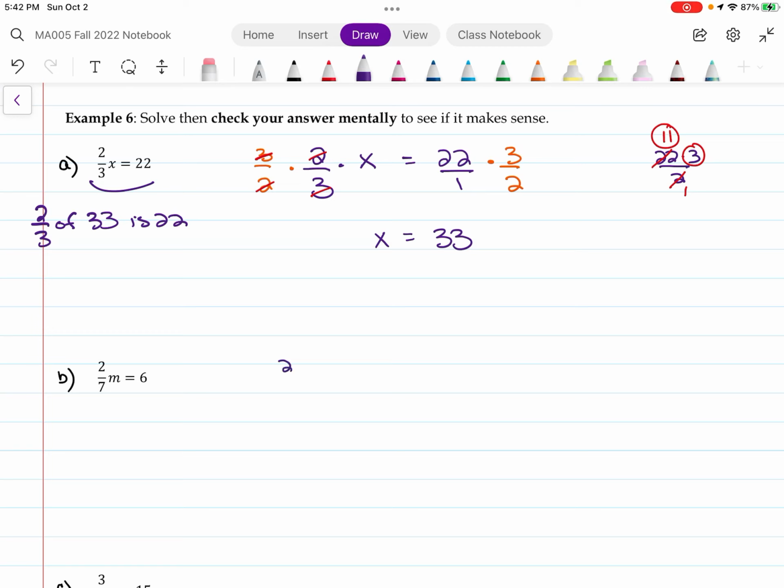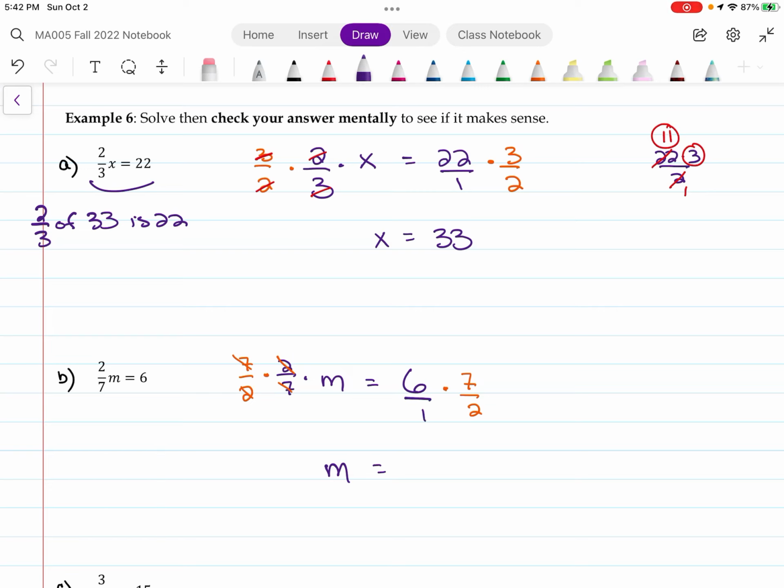All right, 2/7 times m equals 6. Pause the video and give this one a try. All right, so you're going to multiply both sides by the reciprocal of 2/7, which is 7 over 2. So on the left, the 7's and the 2's are going to divide out, which is what we were going for. That was the whole point. Equals 6 over 1 times 7 over 2.